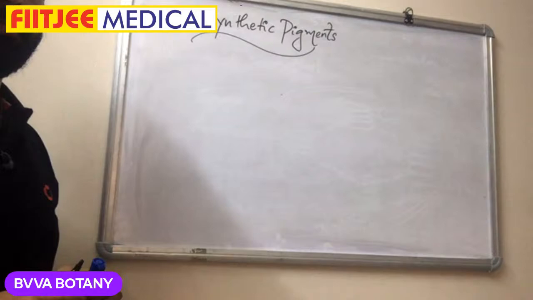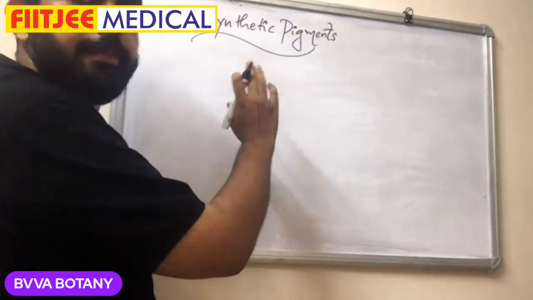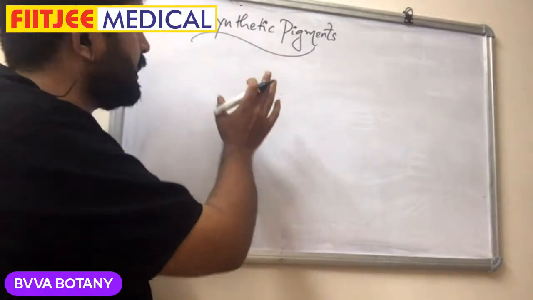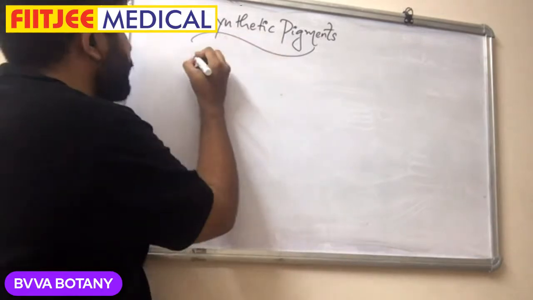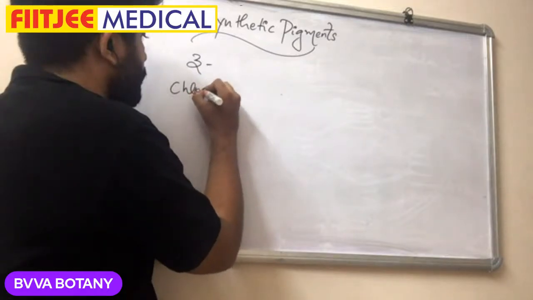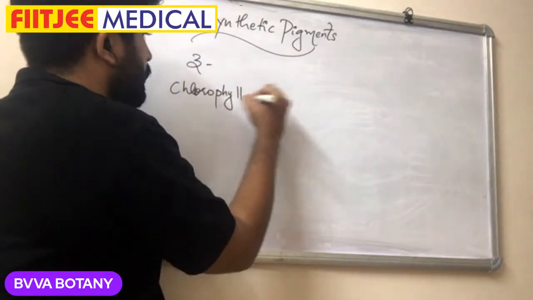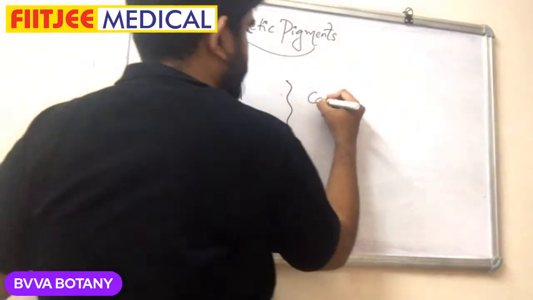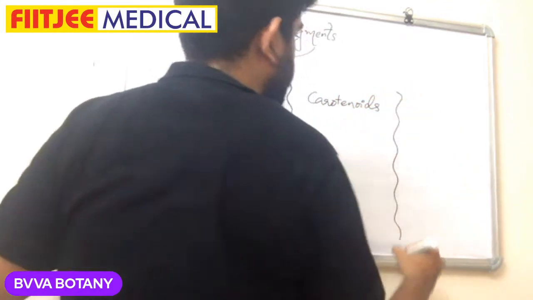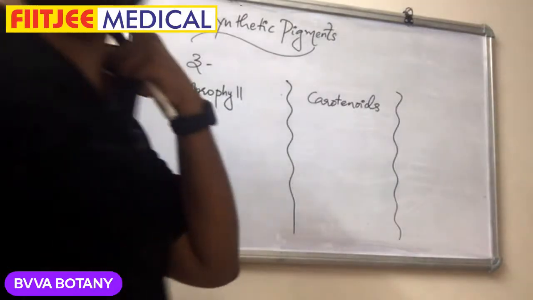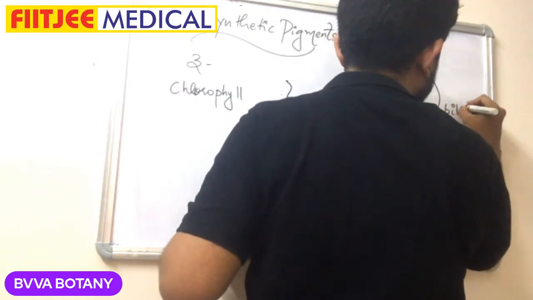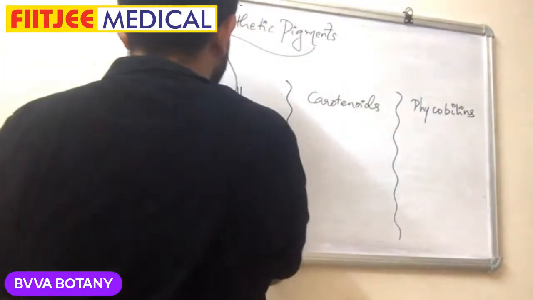So coming to the photosynthetic pigments. We are studying photosynthesis in higher plants. In higher plants, there are three major photosynthetic pigments, which include chlorophyll, carotenoids, and phycobilins.